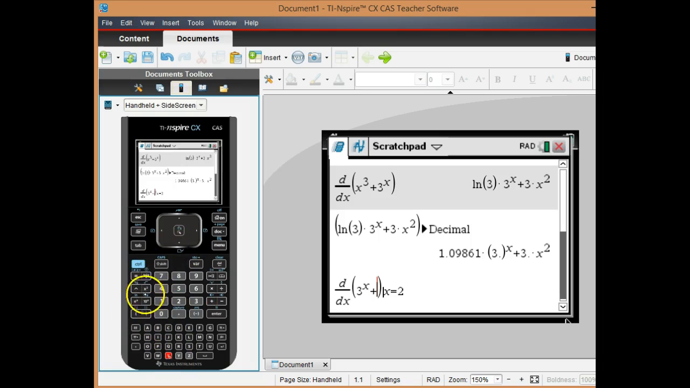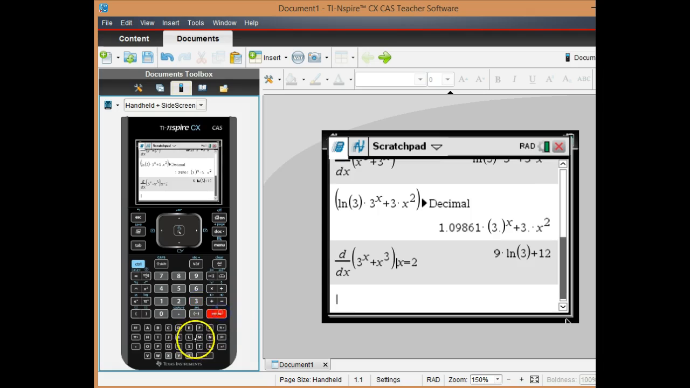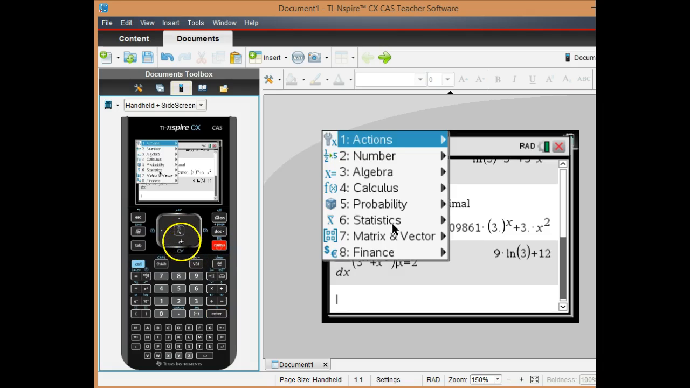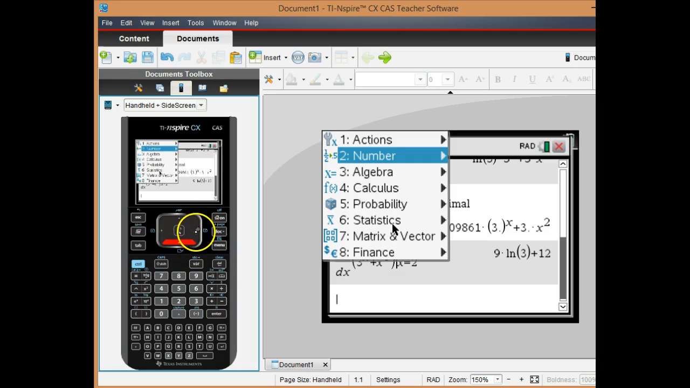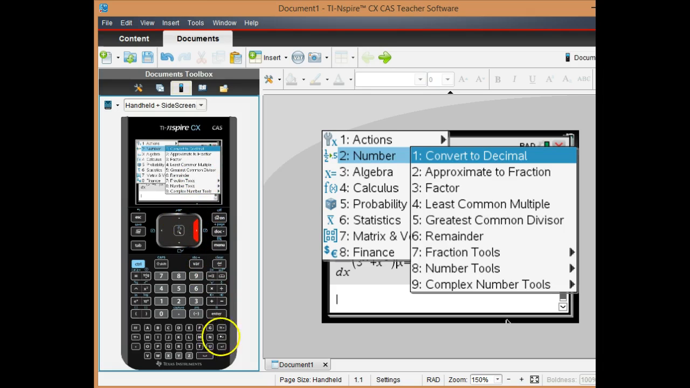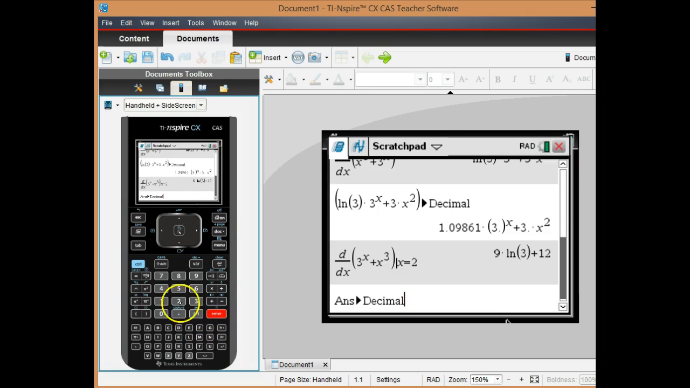I'm going to just do mine backwards. There we go. Okay, so it gives it to you as an exact value, and then you convert it to a decimal, because probably that's how you're going to see it in the multiple choice section. So hit math and then number.